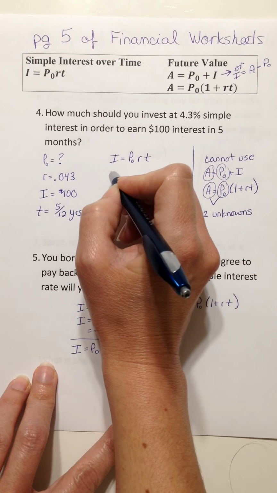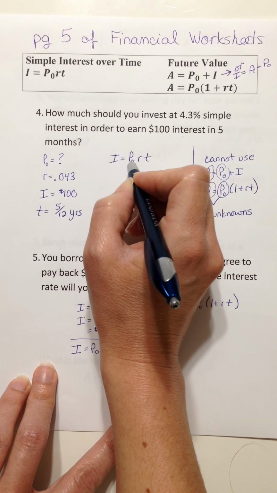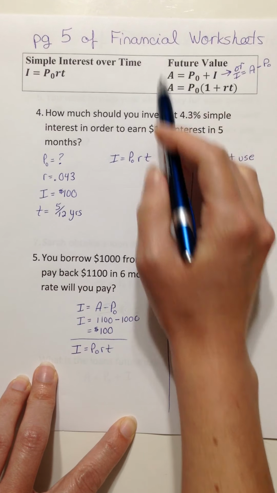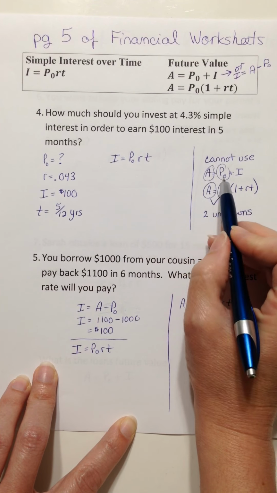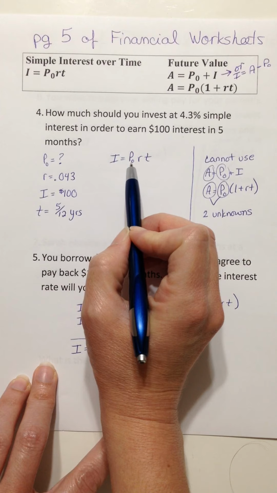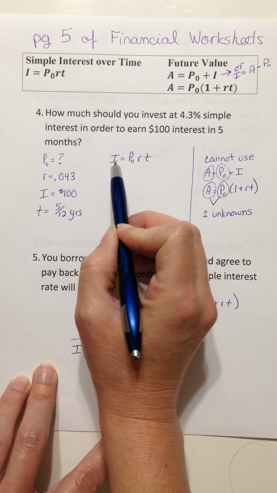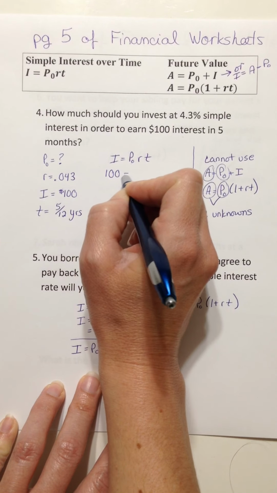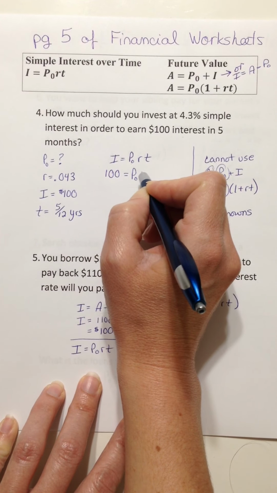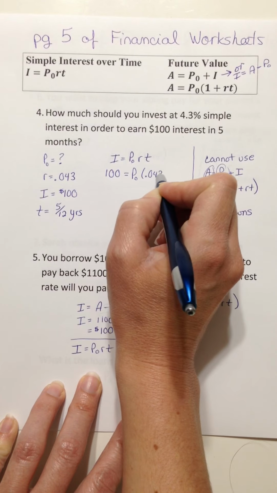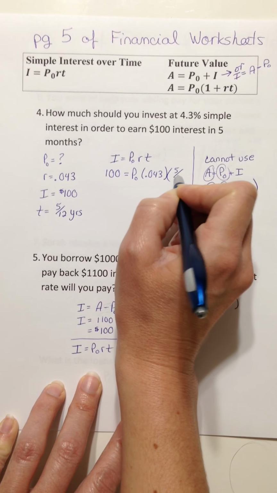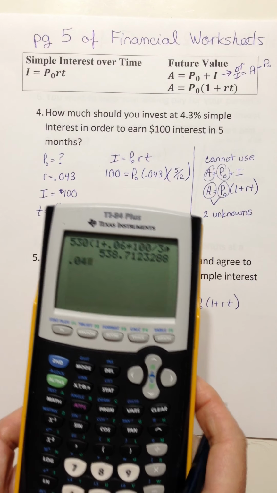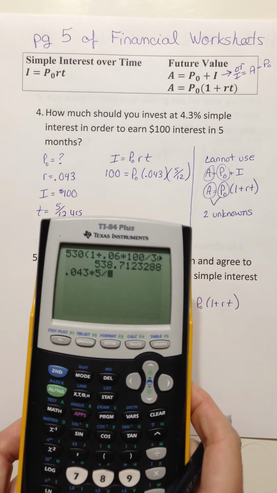Okay, so let's find our P0. I could not use the future value formulas because I don't know A or P0. The only missing variable in this one is the P0. I do know the I, the R, and the T. So the 100 is the I. I'm looking for the principal. The rate is 0.043. The time is 5/12. So I would multiply the 0.043 times 5 divided by 12.